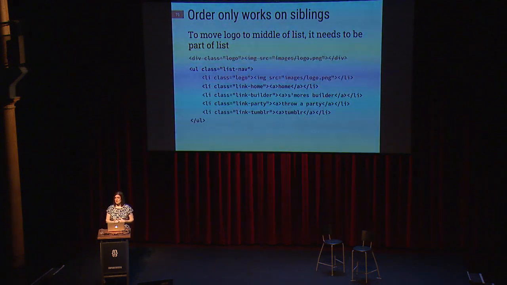In order to make this work, I did have to move the logo from outside the UL to inside it at the same level as the other links. And that's because order only works on siblings within the same Flex container. You cannot move elements outside of their Flex container to before or after stuff that's outside that container. So this does make it limiting. You have more source order independence than with current layout methods, but you still don't have complete freedom to move anything anywhere.